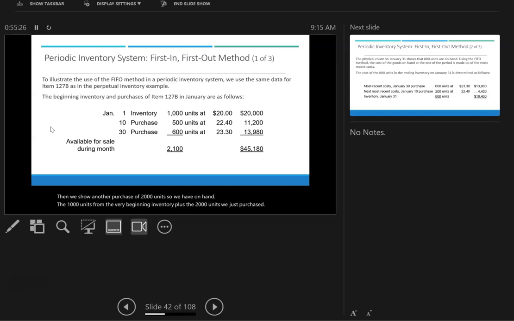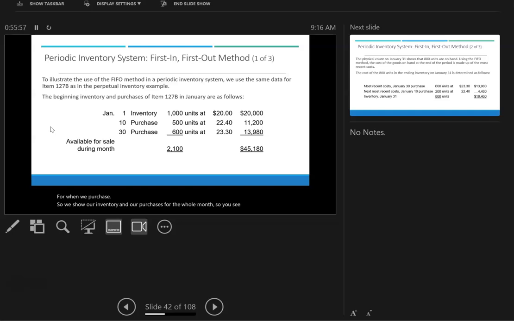When we use the periodic method, we don't keep track throughout the period. We only keep track at the end of the period. So to show this, using the LIFO, we use the same data as in the perpetual method for when we purchase. So we show our inventory and our purchases for the whole month.